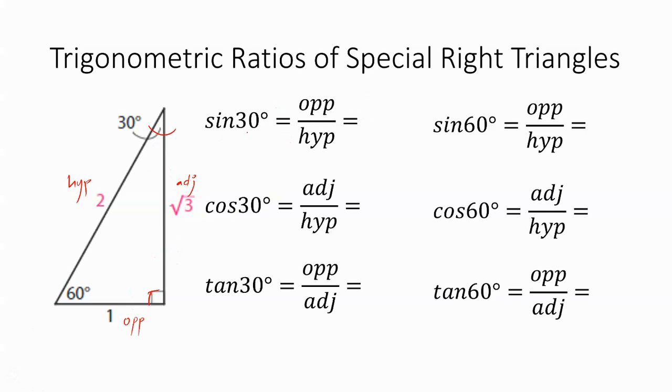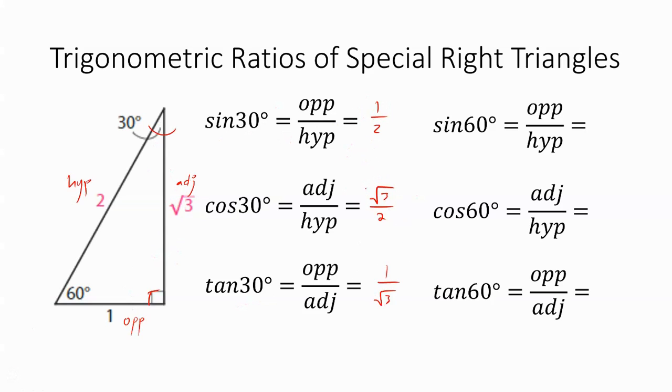So sine of 30 degrees, opposite is 1, and the hypotenuse is 2. Okay. Cosine is adjacent over hypotenuse. That is square root of 3 over the hypotenuse, which is 2. Okay. And then tangent. Tangent of 30 degrees, opposite over adjacent, 1 over square root of 3.